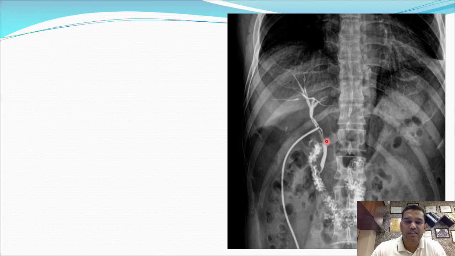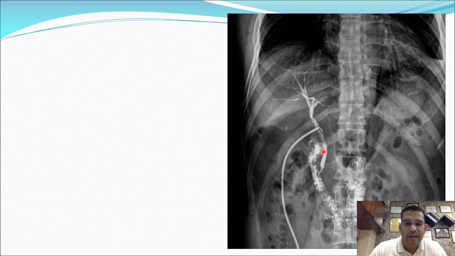So what structure is there in the right upper abdomen? That is the biliary tree. So this is the X-ray of a T-tube cholangiogram. You could see this is the T-tube inserted into the CBD. This is the right hepatic duct. This is the left hepatic duct that is not well opacified.